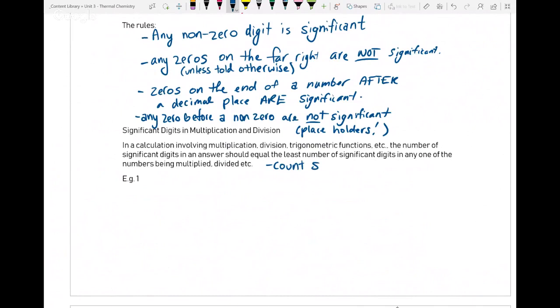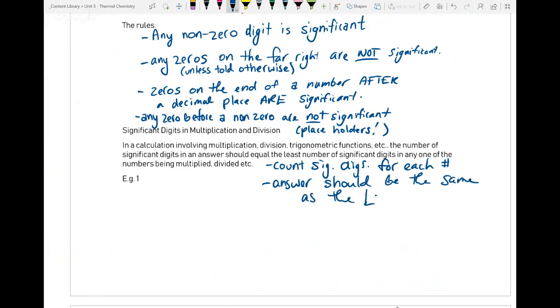Count significant digits for each number involved, and the answer should be the same as the lowest number of sig figs. So the reason we have to do this is we have to be careful not to make our answer more accurate than the numbers we work with.